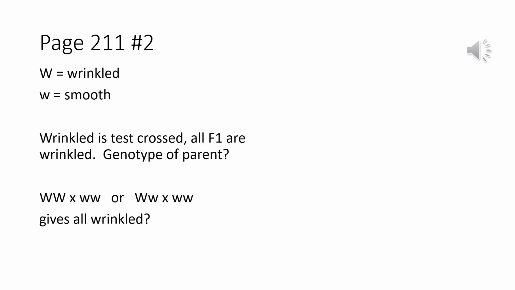Our wrinkled could be big W, or it could be big W, little w. Which of those two gives all wrinkled? You might have to work some Punnett squares out. You can work the 2 Punnett squares out and see which one you think it is.